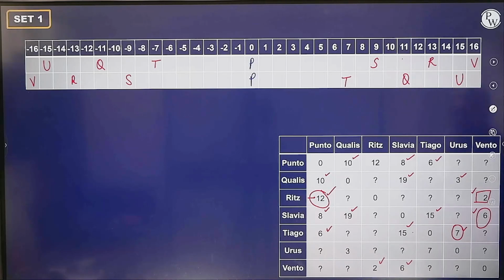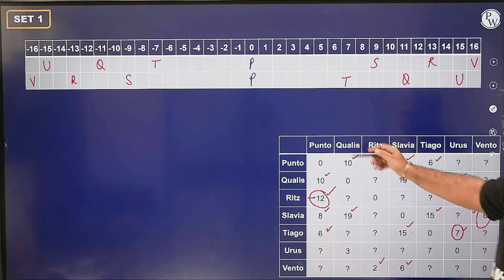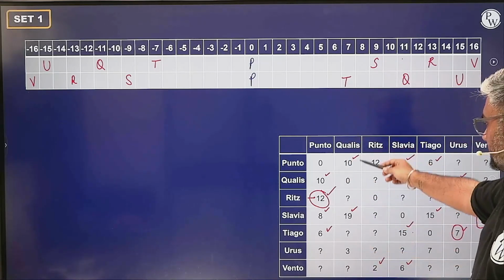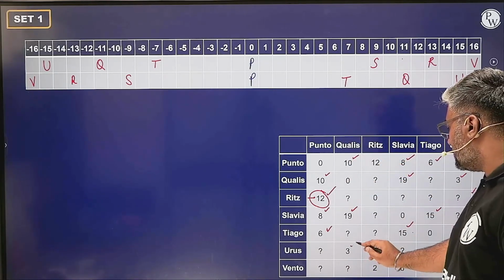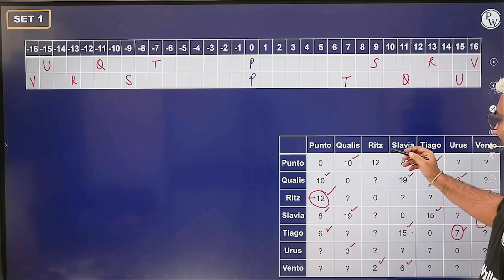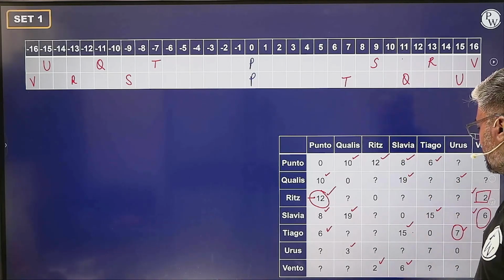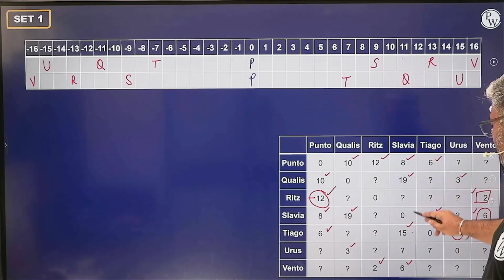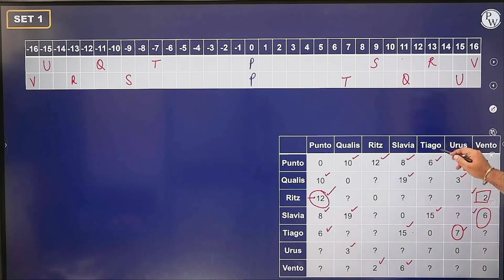Is there anything else that we've missed? जी नहीं. We've covered everything. Punto, everything done. Qualis, everything done. Qualis and Eurus हमने प्लेस कर दिया था 3 का गैप. Ritz and Punto 12 का गैप हो गया था. Slavia and everything done. Tiago and Urus 7 का गैप हमने कर लिया था. Eurus and everything done. Vento and everything done.